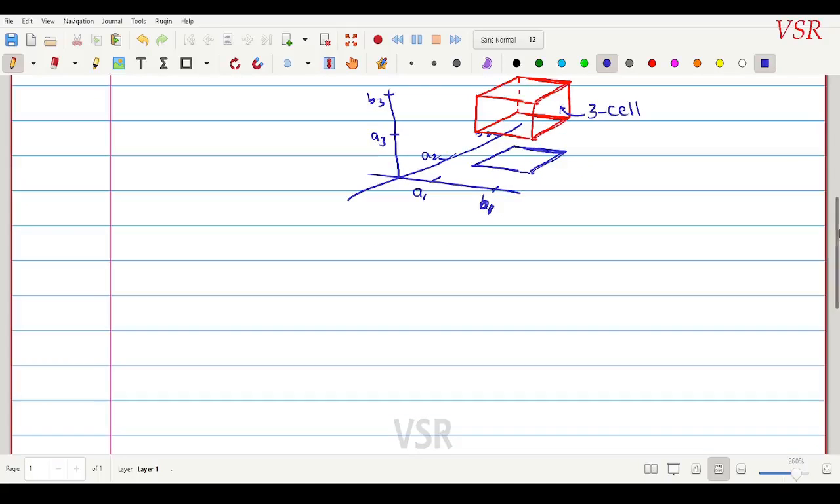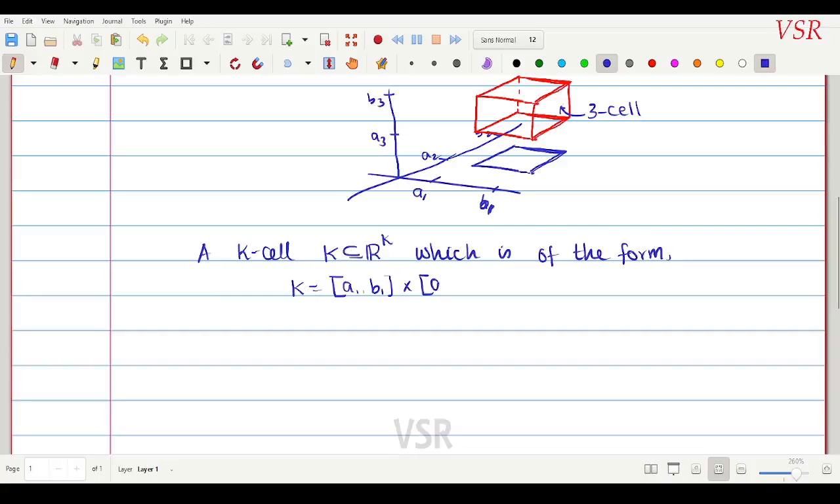So in general, a K cell is a subset of R power k, of the form K equal to [a1, b1] cross [a2, b2] cross dot dot dot cross [ak, bk], in R power k. So this is a K cell. This is called a general K cell. This is called a K cell.